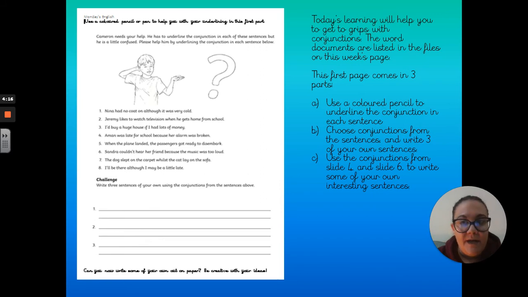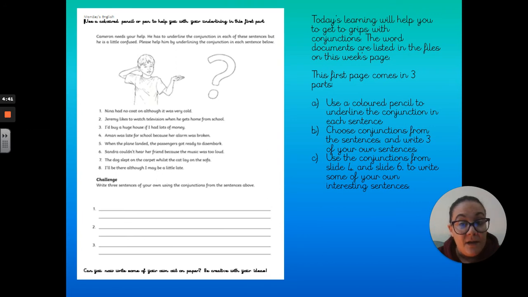So the first page, I've suggested that you use a colour pencil for doing this, just because I always find colour is really helpful within a lot of our learning. So part A, you need to use a colour pencil to underline the conjunction that's within each of the sentences. So read the 8 sentences and underline which the conjunction is within each of those. That's all you need to do for the first part.